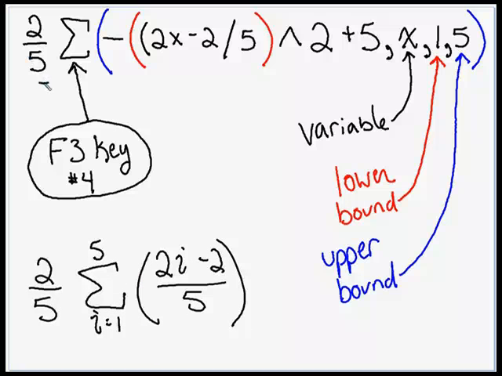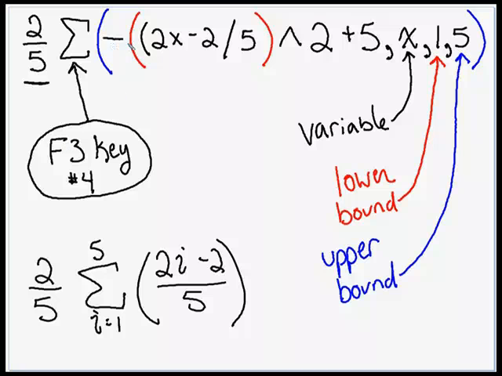So the 2/5 is out front. Punch in 2 divided by 5, or you could just do a decimal point 4. The summation symbol is the F3 key, number 4 on the F3 drop-down menu. Be careful with the grouping symbols, the parentheses. So when you hit the summation, they will give you a left parenthesis.